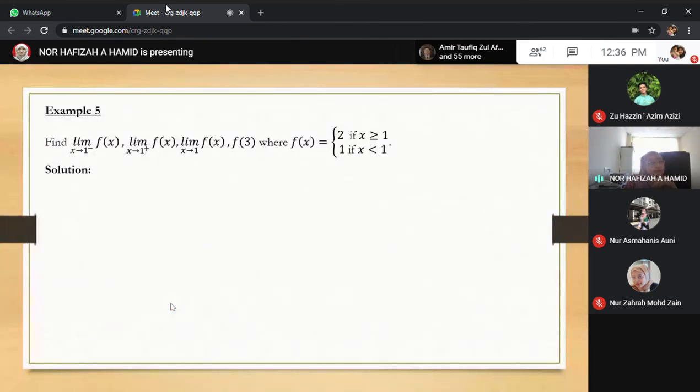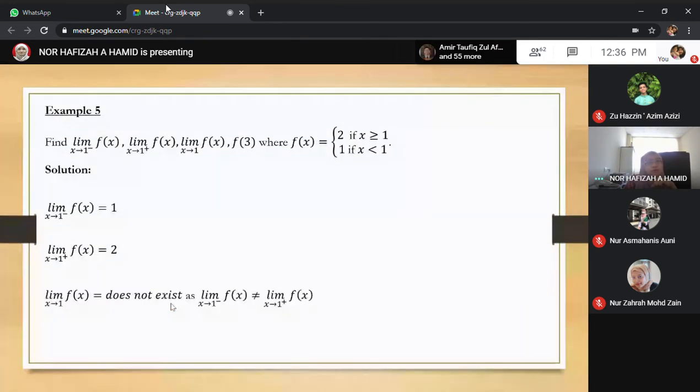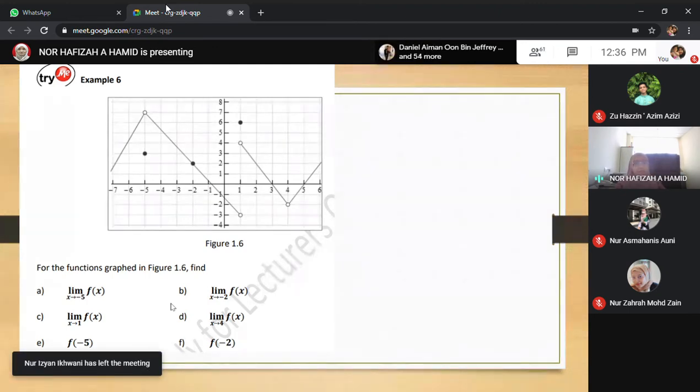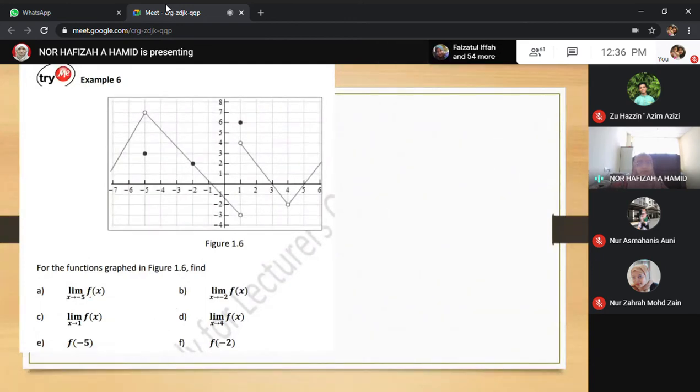Example 5 you can refer to the recorded video. Okay, so this is example 6. I move to example 6, and you can refer to figure 1.6, the function graph in figure 1.6. Okay, so you need to find, for A, the limit as x approaches negative 5.